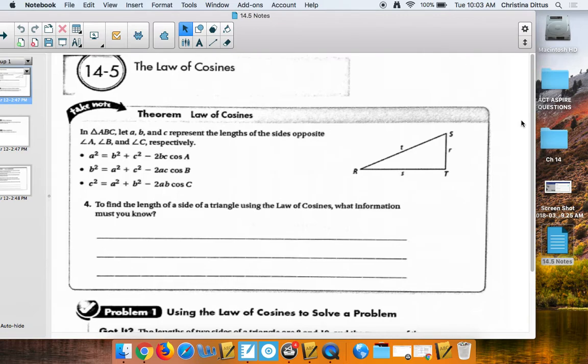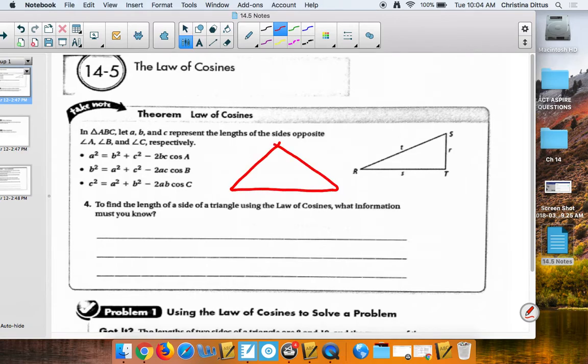Do we have law of cosines written? Yeah, it's a squared equals b squared plus c squared minus 2bc cosine A. Okay. On your notes, I want you to draw a triangle. This says RST and this stuff's ABC, which is not helpful when we talk about our formulas, so just switch everything to RST. Across from our angle A is side A, across from B is side B, and across from C is side C.